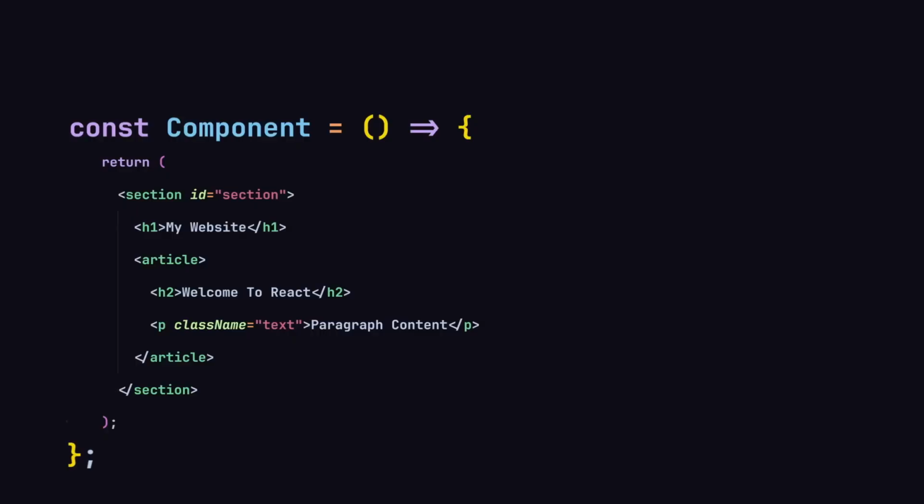JSX simply means JavaScript XML. Behind the scene, we are working with JavaScript. This is just the illusion of HTML. This is not HTML code. Behind the scene, our React.js compiler will compile our code into pure JavaScript. So don't believe me? Now let me show you.